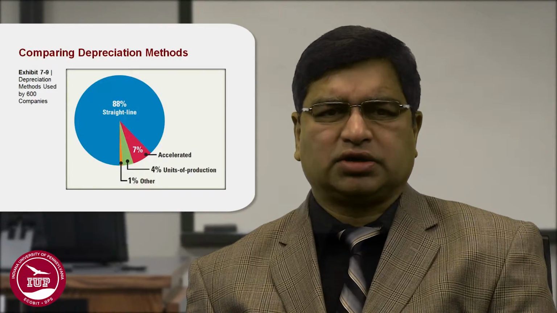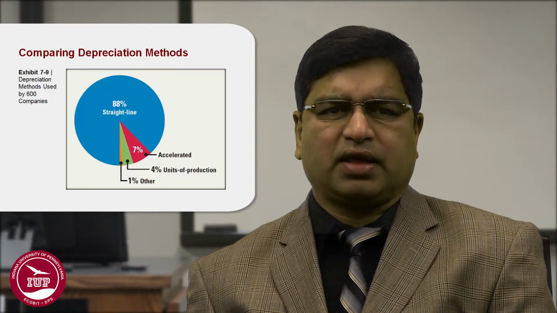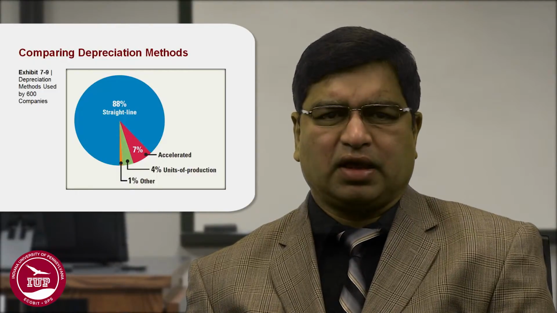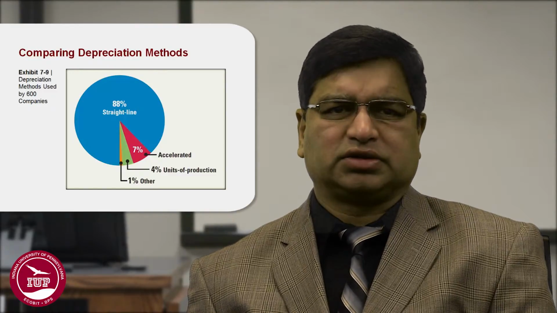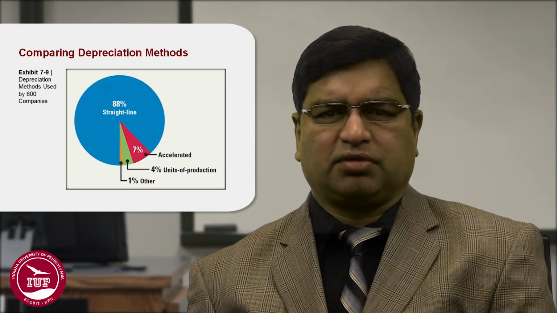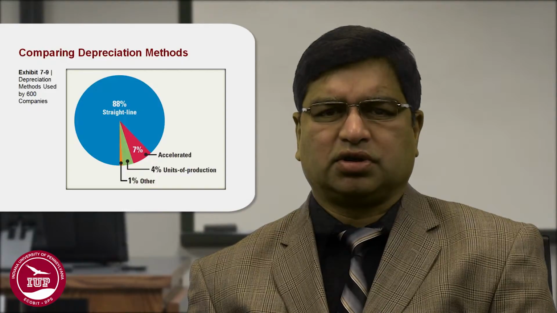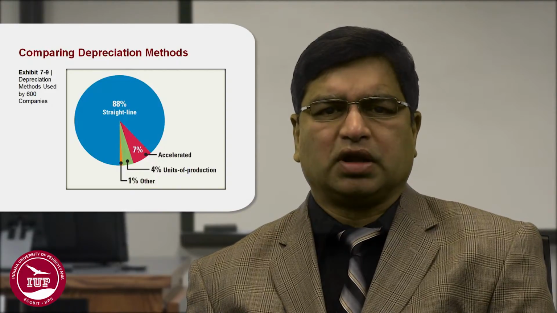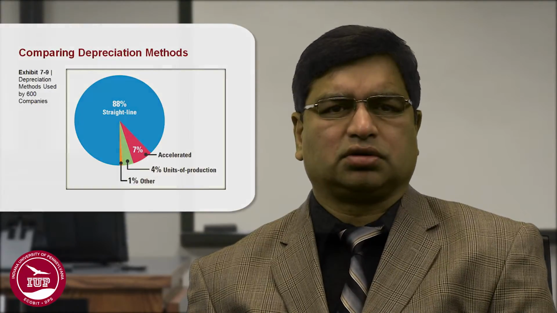Now, this is a sample of depreciation methods used by about 600 companies, and you'll notice the most common one is straight line depreciation, followed by the accelerated method of depreciation or double declining balance method of depreciation. And the units of production is the third most popular method.